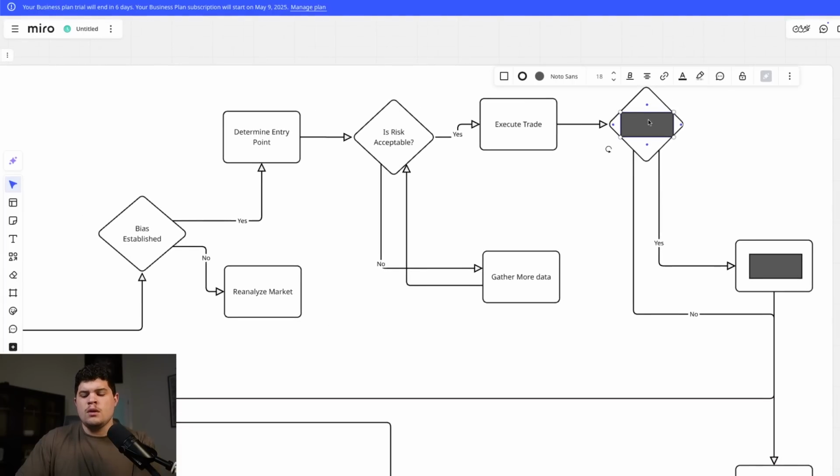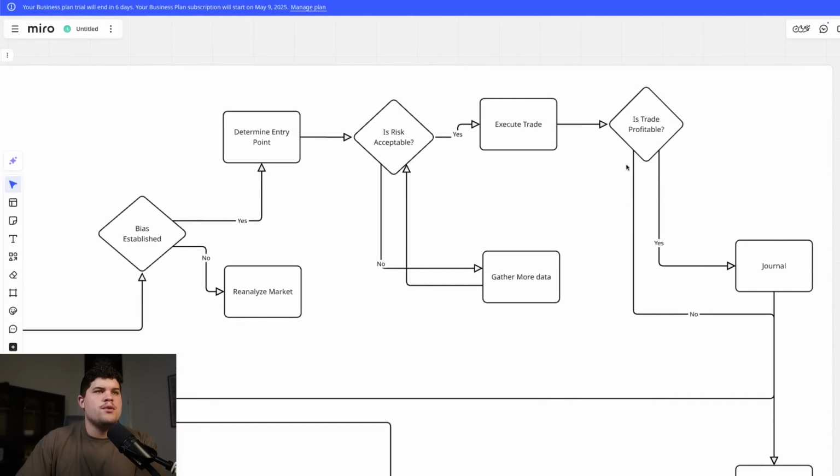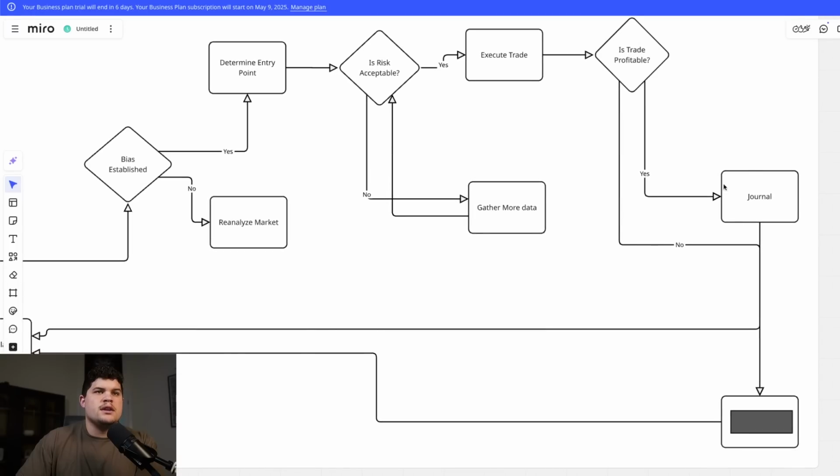And so moving on from there, is the trade profitable? How much are you making? Yes or no. Did you win? Did you lose? Again, I always recommend journaling. And honest to God, I messed up here. This part should also be going through journaling as well. I don't know why I did that. So you should always be journaling. And yeah, that's one of the most important things you can do.